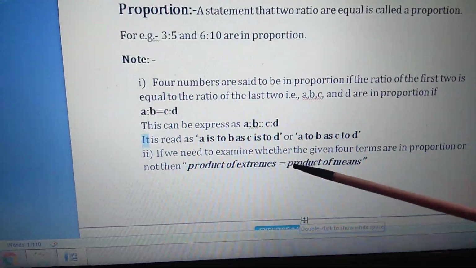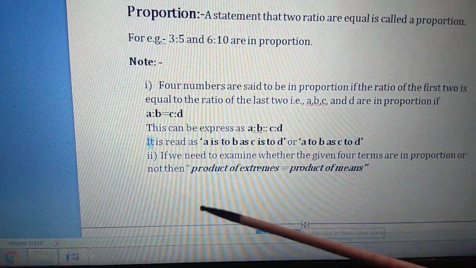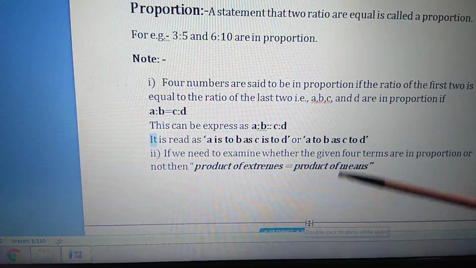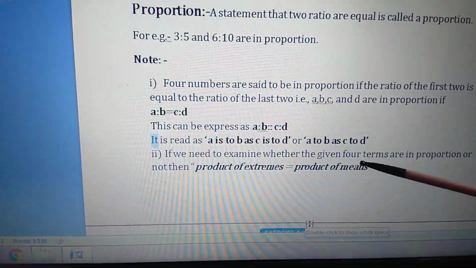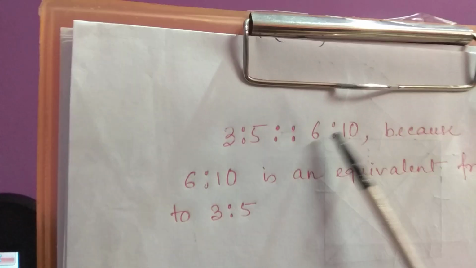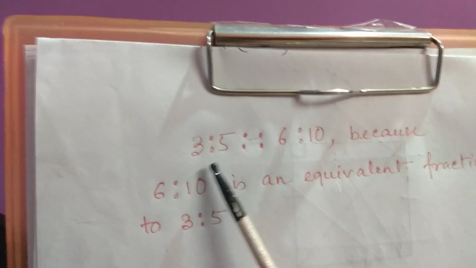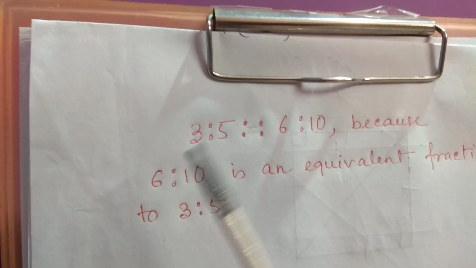If we need to examine whether the four given terms are in proportion or not, then the product of extremes must be equal to the product of means. Now what do extremes and means mean? So let's have a look at this example again. 3:5 and 6:10. Here four numbers are there: 3, 5, 6 and 10. Extremes means the corner ones, the numbers which are sitting at both the corners.